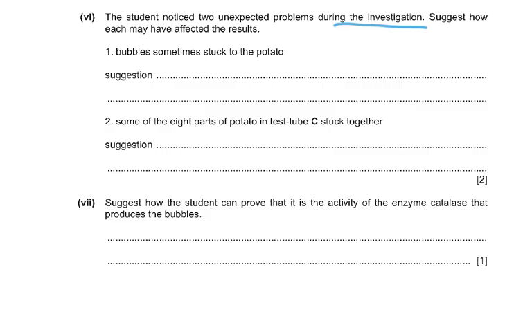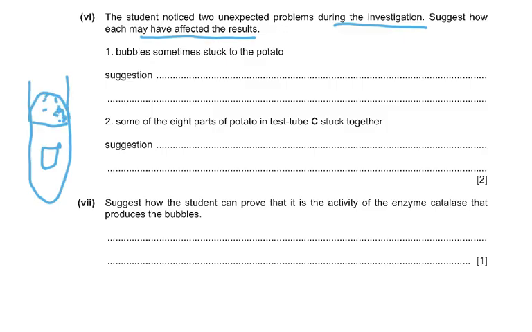So it says the student noticed two unexpected problems. Suggest how each may have affected the results. So if the bubbles were sticking to the potato, then that means they did not go and affect the height. So this is the potato here, and then a bubble is sticking here to it. But then the bubbles form on the top, right? These are all the bubbles on the top. So if this bubble sticking here did not go, so it's okay, bubbles would not increase the height measured. So the height you are measuring is this. Now this bubble is not part of that.